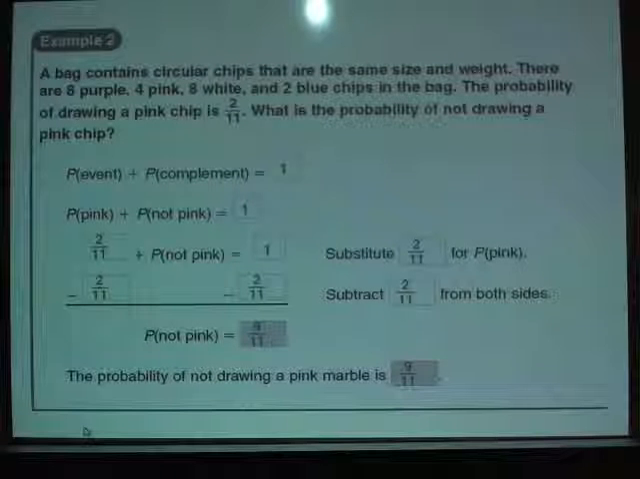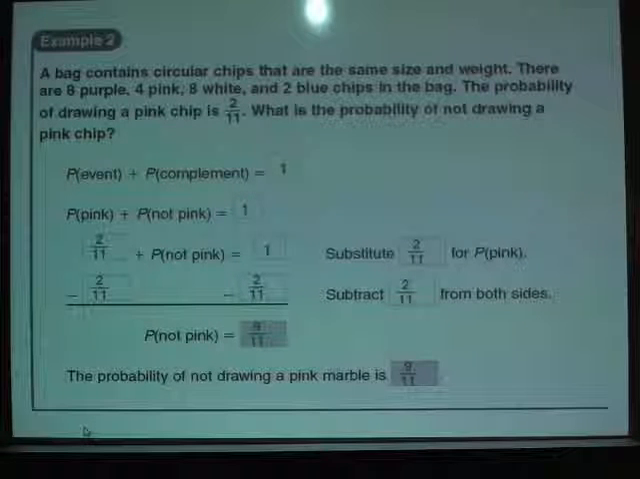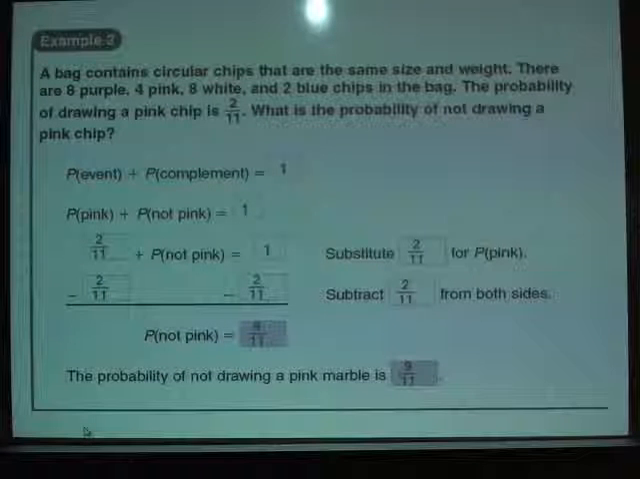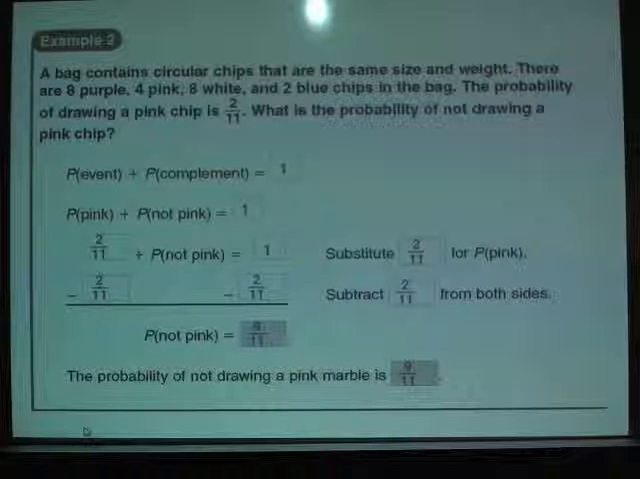A bag contains circular chips that are the same size and weight. There are 8 purple, 4 pink, 8 white, and 2 blue chips in the bag. The probability of drawing a pink chip is 2 out of 11. What is the probability of not drawing a pink chip? So, these events describe complements, which is very clever in this question because there's a way I could have said this that does not describe complements, which actually would have been really easy to do.